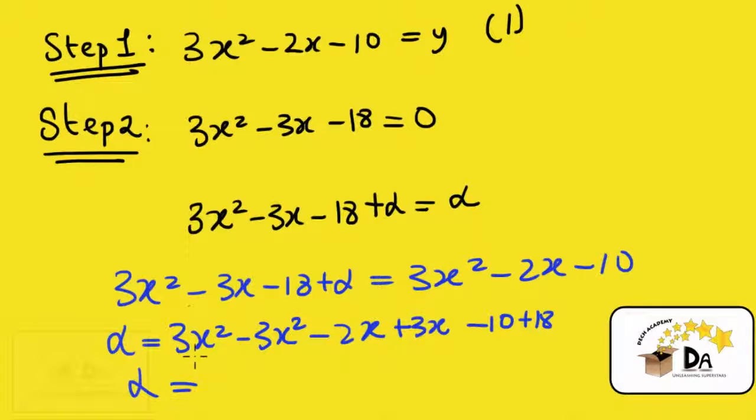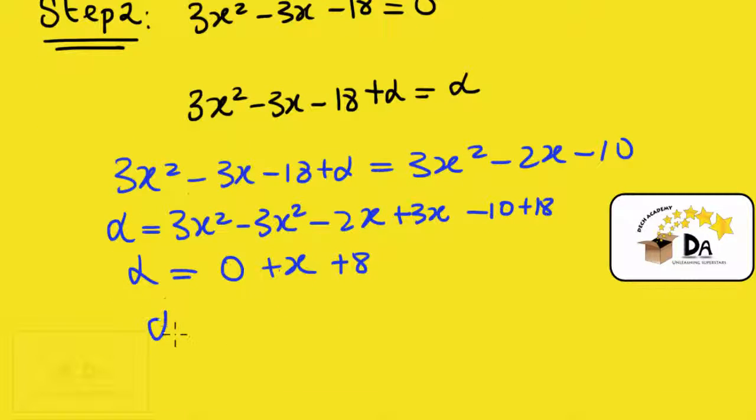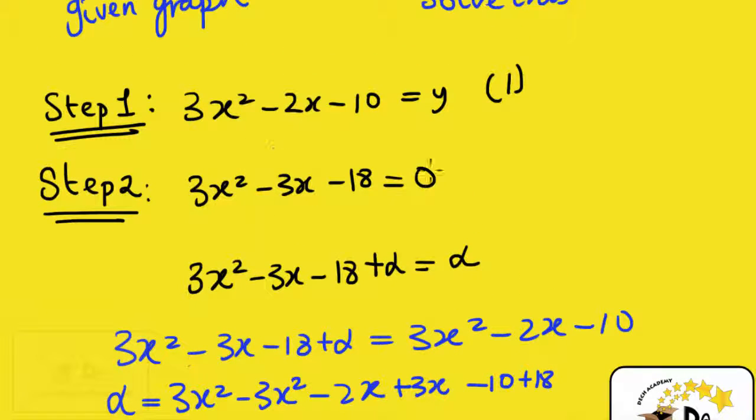This gives alpha is equal to 3x squared minus 3x squared is 0, minus 2x plus 3x is x, minus 10 plus 18 is 8. Therefore, alpha is x plus 8. So when I add, this is the equation required to solve. If I add x plus 8 to both sides, I get a left hand side that looks exactly like this.